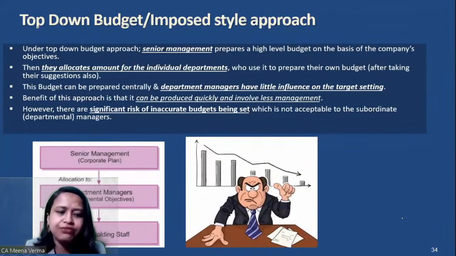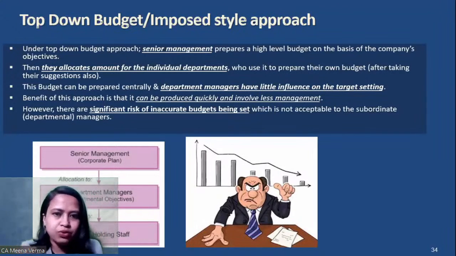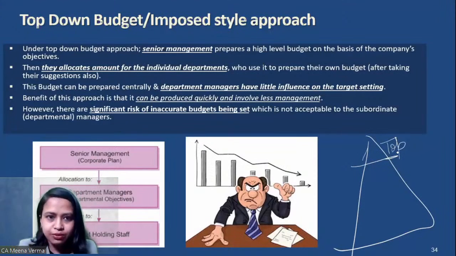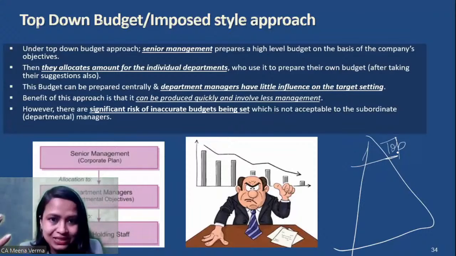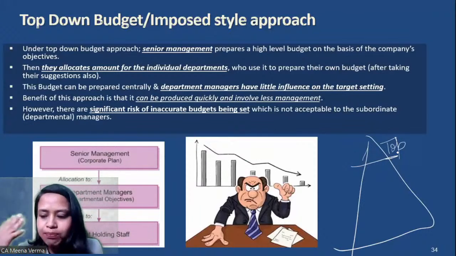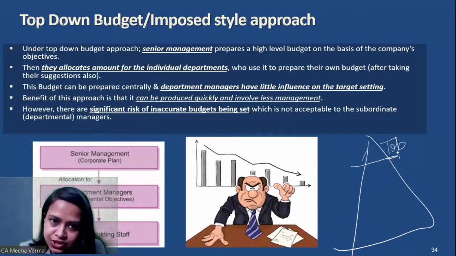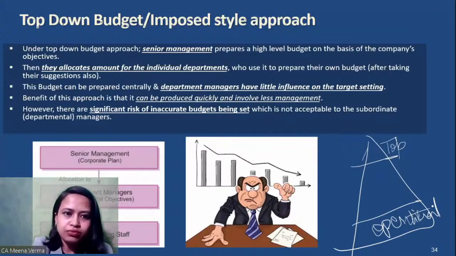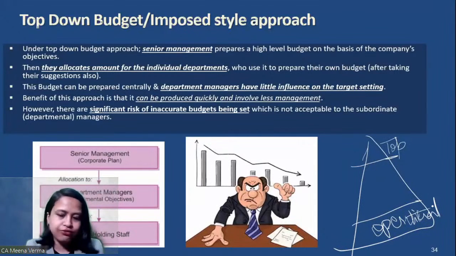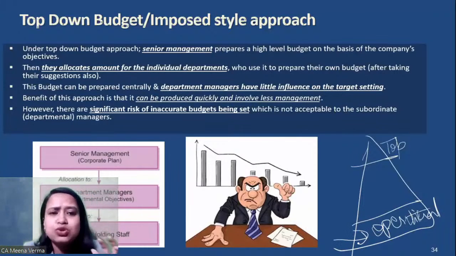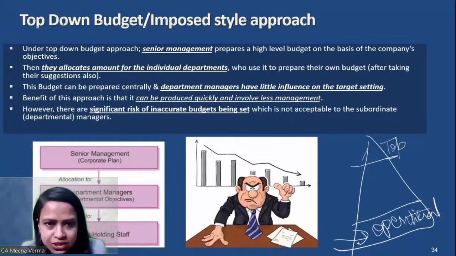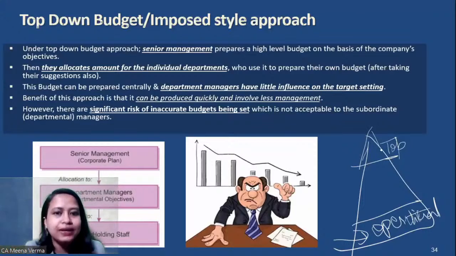You can see the image I have here. Impose style approach means the people sitting at the top level, the director, the president, the chairman, the top level of the management, prepare the budget and impose it on the people who are actually working at the operational level, without considering their thoughts. The people who are actually working with the machines can advise you in a better way to prepare a budget, instead of the people sitting in the top management.